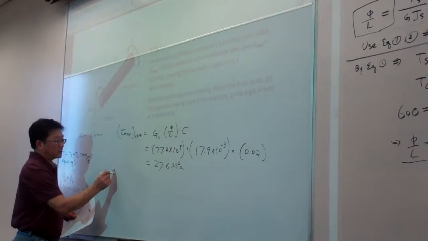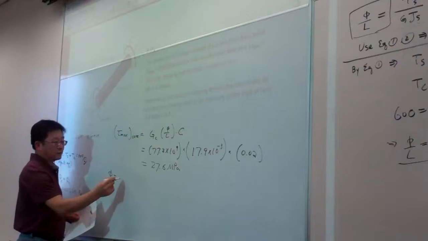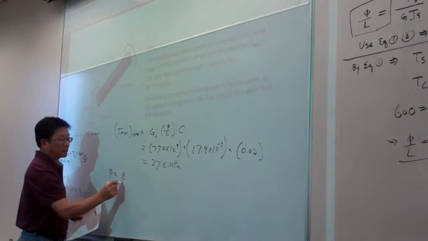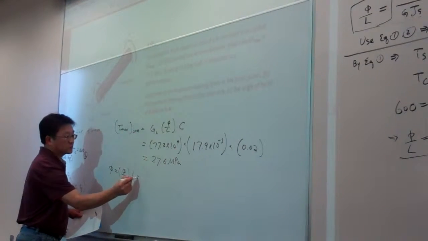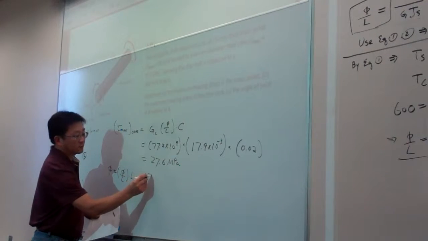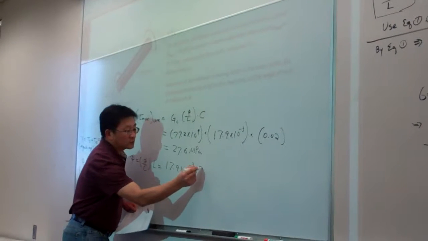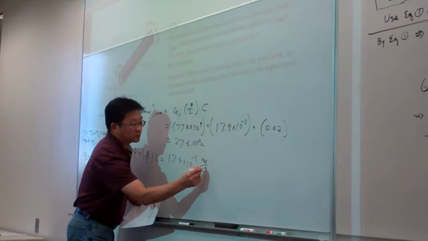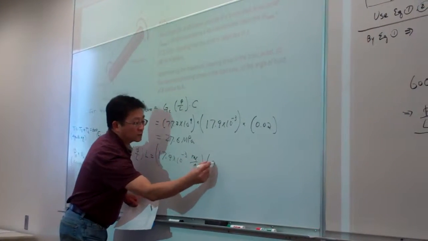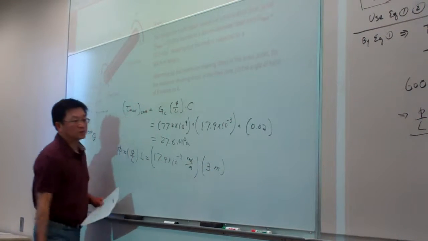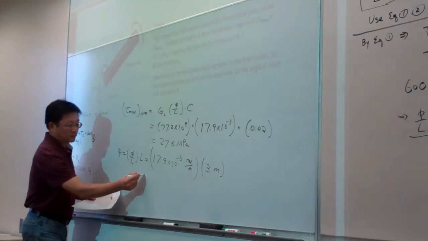And then the angle of the twist, that is very straightforward. Basically, we have calculated this number, simply multiply with L. So that is 17.9 times 10 to the minus 3, and that is radian per meter, and multiply with the 3, that's the length of the shaft in meters.